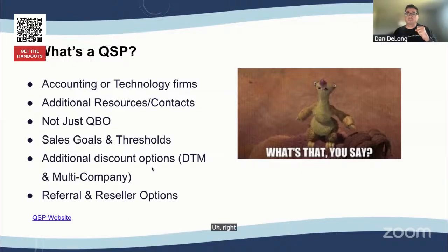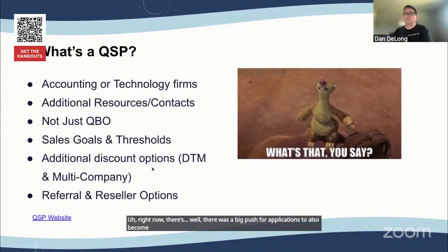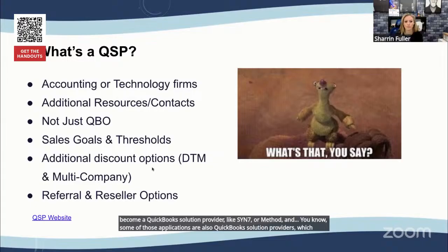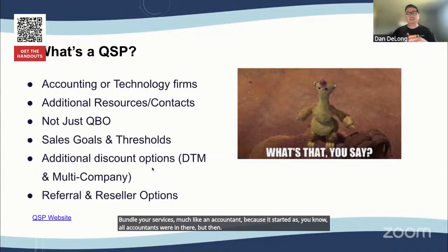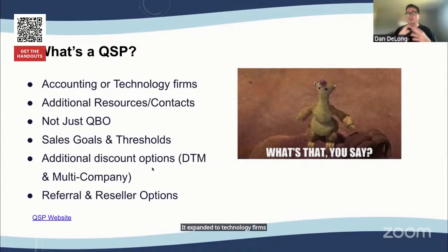Right now, there was a big push for applications to also become a QuickBooks Solution Provider, like Sin7 or Method. Some of those applications are also QuickBooks Solution Providers. The whole idea of that channel or program is to be able to bundle your services, much like an accountant, because it started with all accountants in there, but then it expanded to technology firms, MSPs, I guess they're called, and then other applications like Notify and all of the other ones that are there.